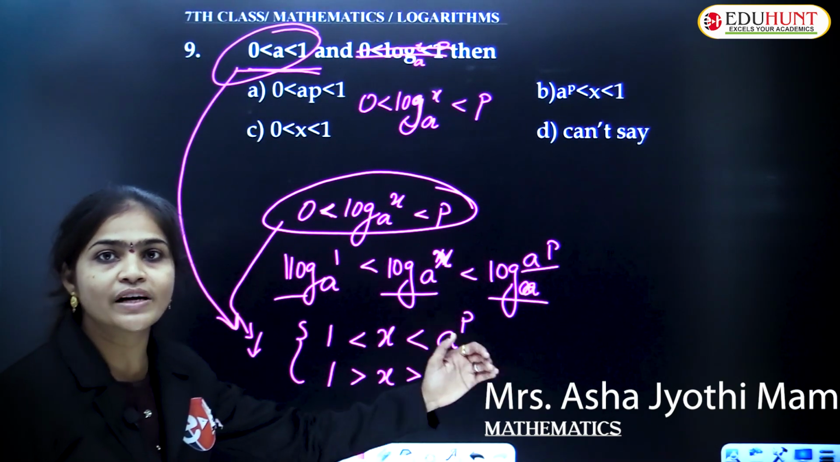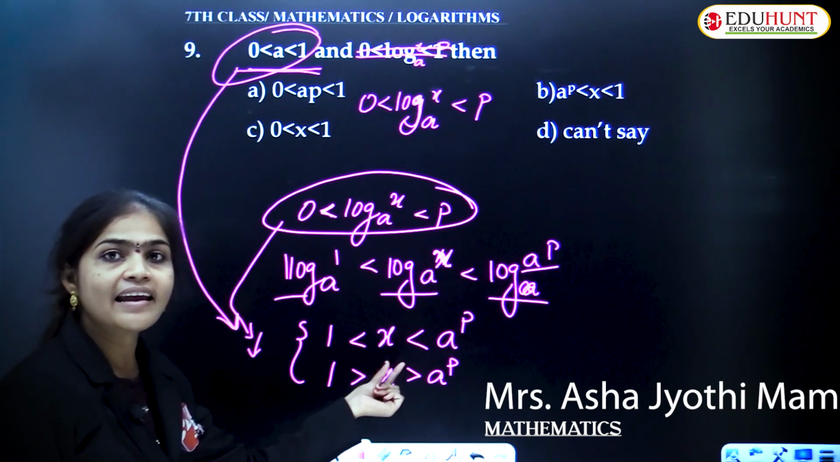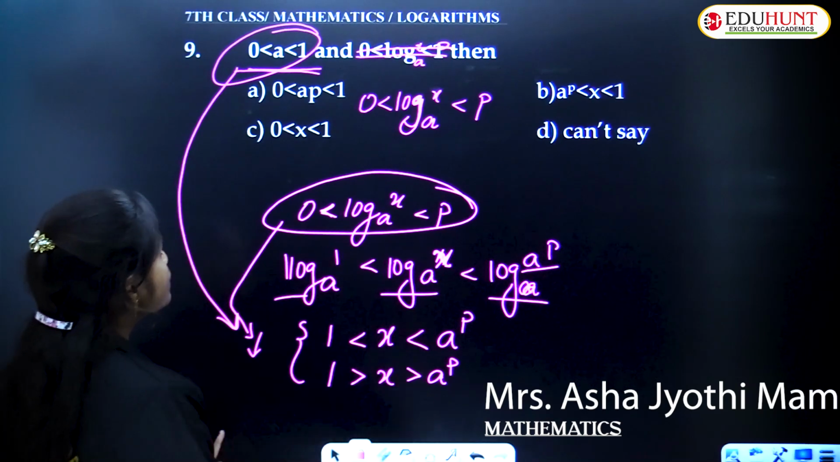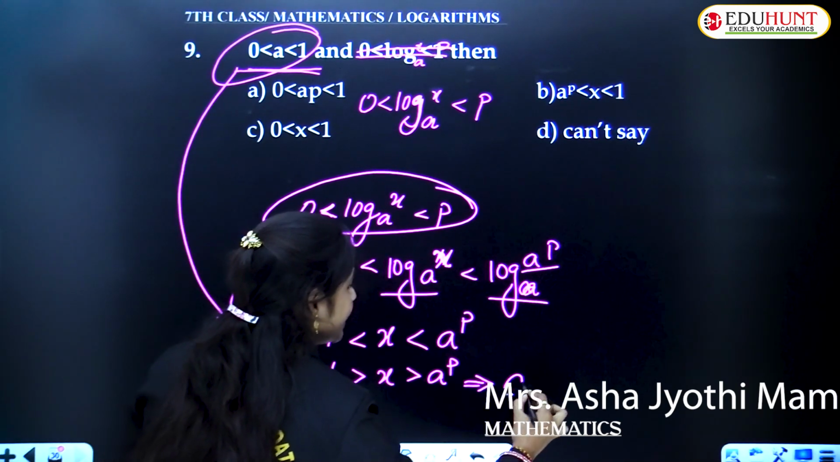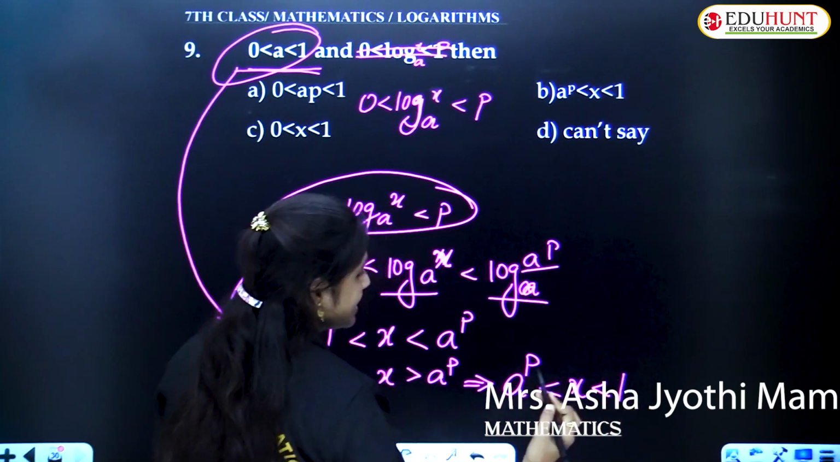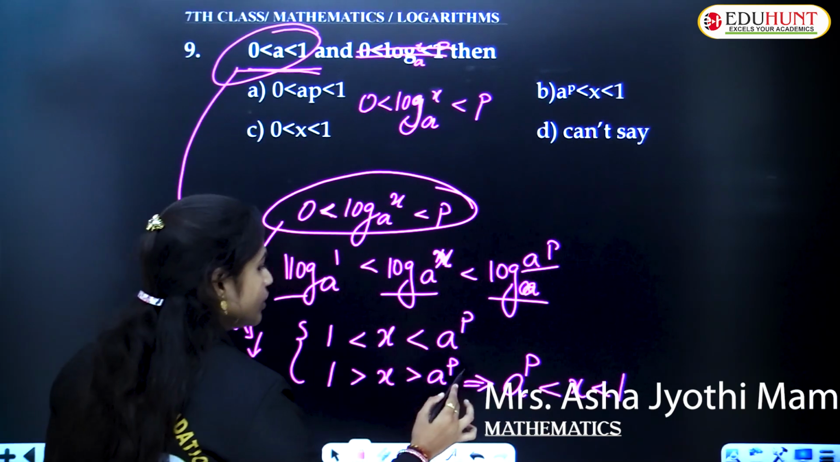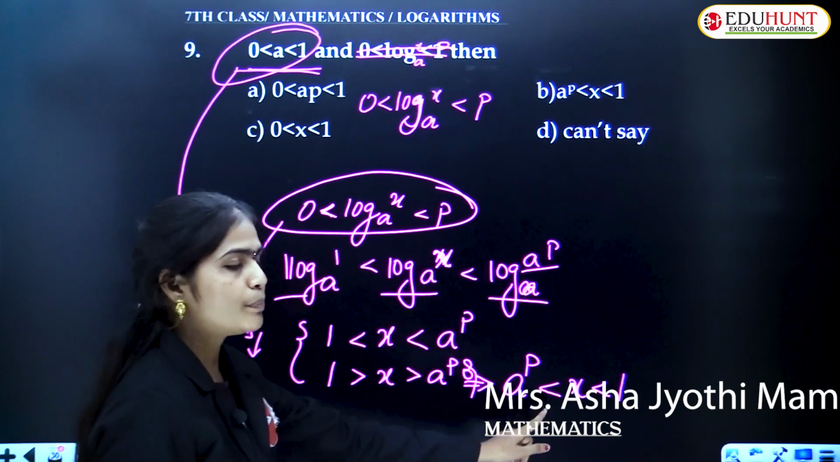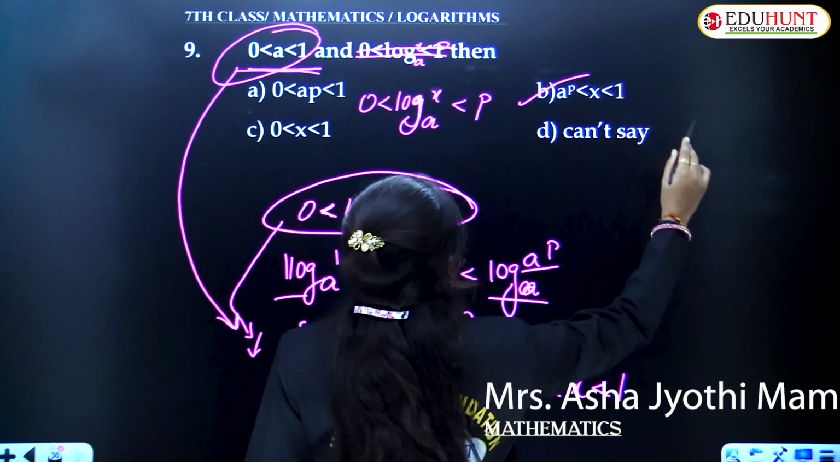So that is a decreasing function, so that's why we have to change the sign. 1 is greater than x is greater than a to the power p. That option like this is not given, so we can write this one in reverse order: a to the power p is less than x is less than 1. In any order we can write it. This one only we can write as a to the power p is less than x is less than 1. So that option is there.